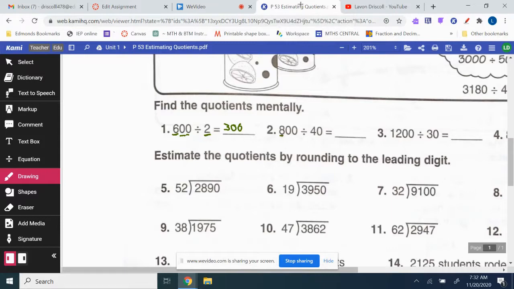Now let's take a look at number 2. I'm going to look at 8. I'm going to look at 4. 4 goes into 8 twice. I have 1 zero here, so I'm going to cross that zero off on both sides. And I have 1 zero left. Let's try that down here.